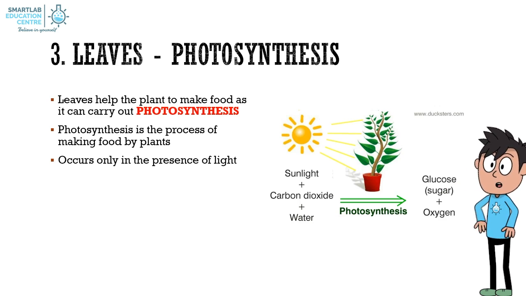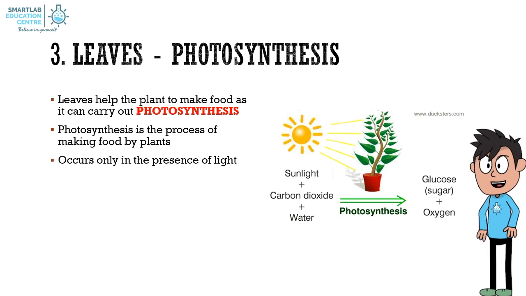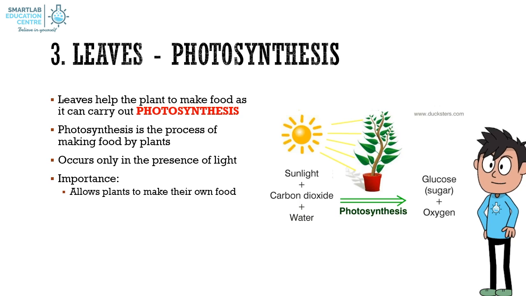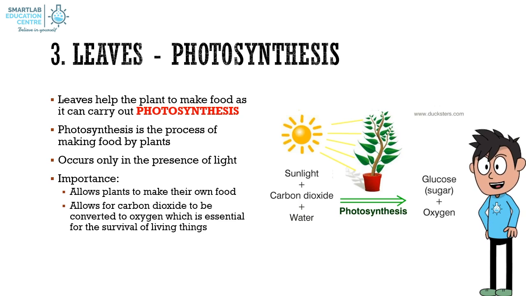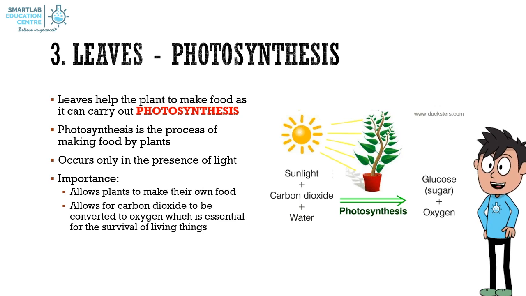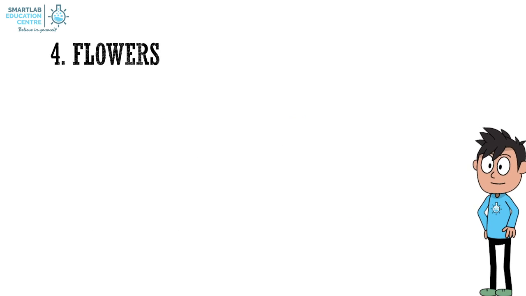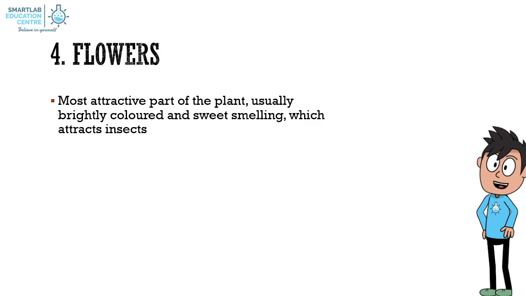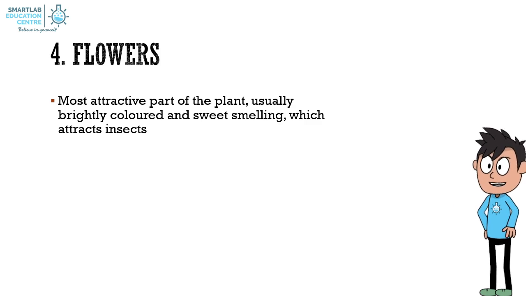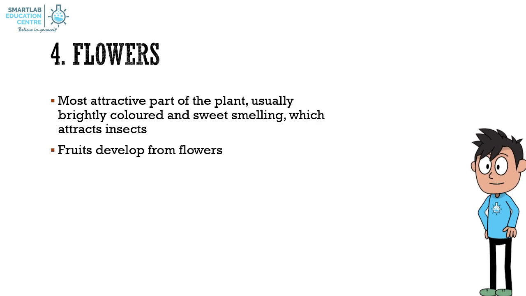Photosynthesis will only occur in the presence of light. It is very important as it allows plants to make their own food, and also for carbon dioxide to be converted to oxygen, which is essential for the survival of living things. Flowers. They are the most attractive part of the plant as they are usually brightly colored and sweet smelling, which helps to attract insects. Fruits are developed from flowers.